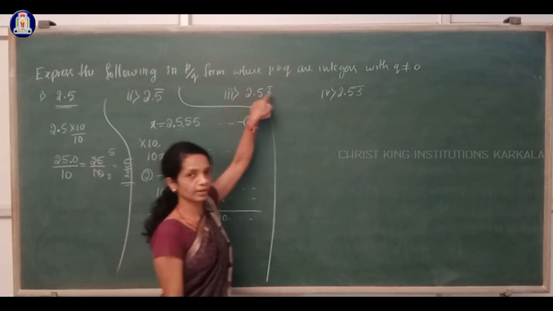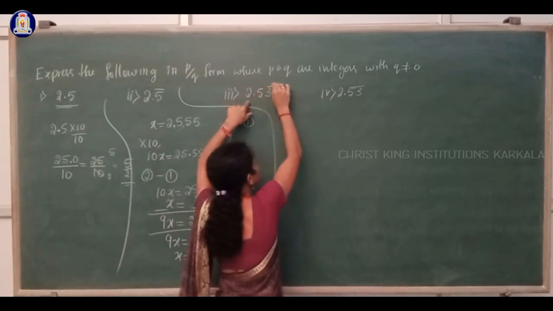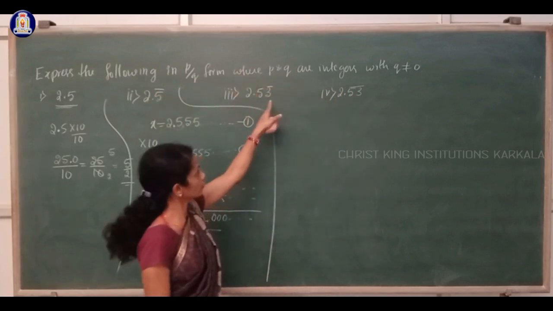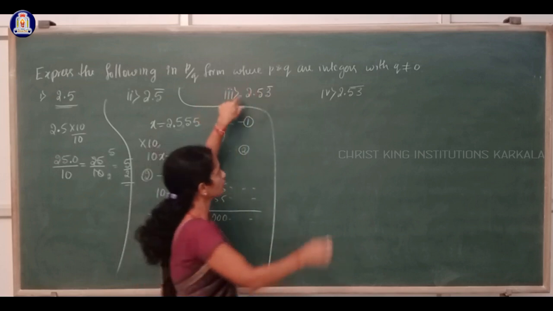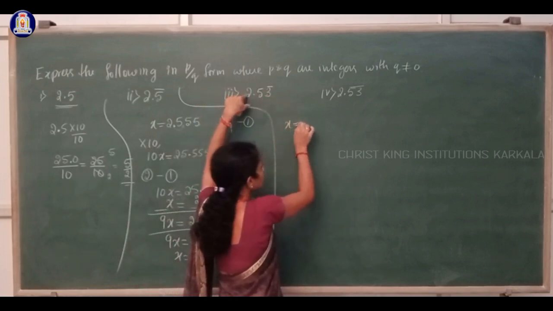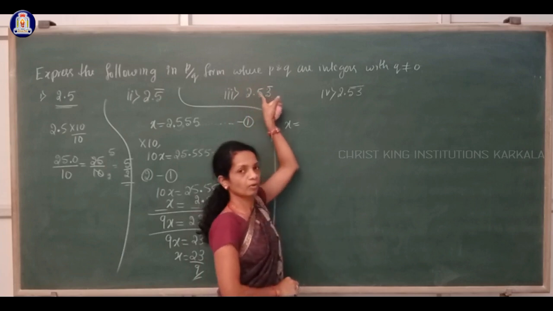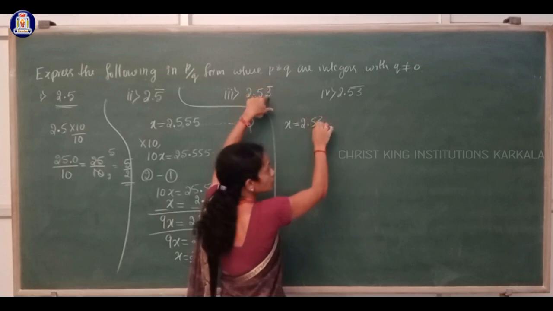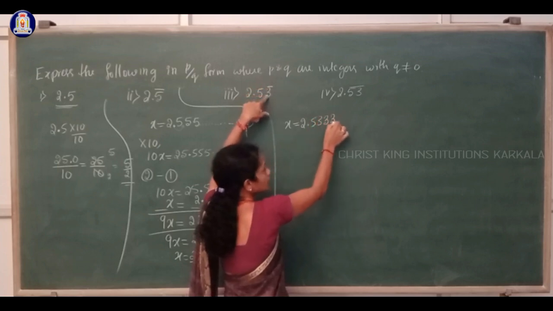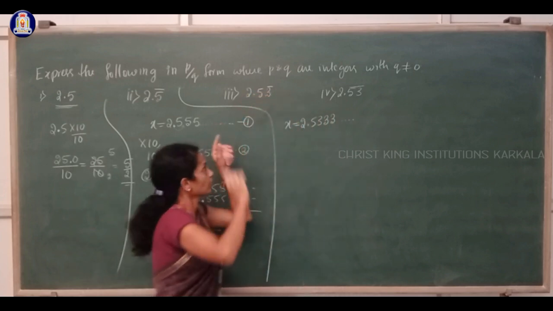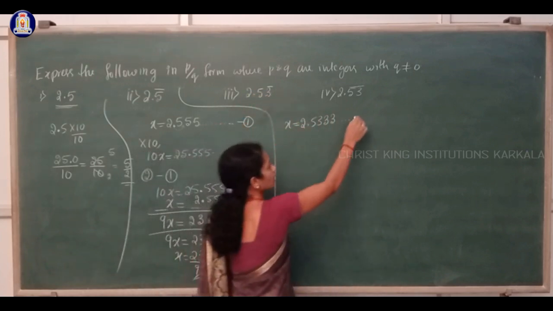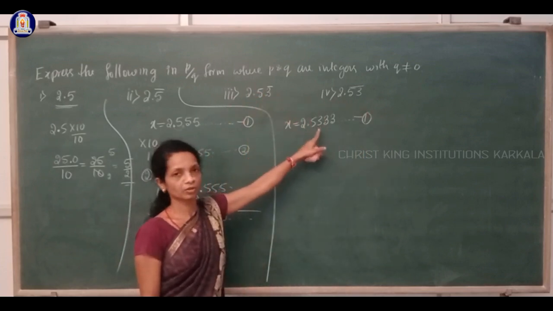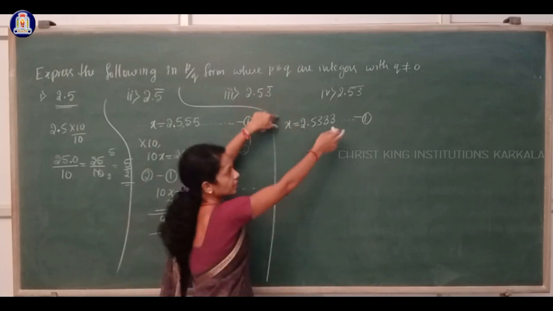Okay, and next is 2.53 bar. You have to see the difference between this one and this one. Here under the bar only one digit is there, that is 3. Only 3 is repeating. So you take x as the detailed form of this, that is 2.53. Under the bar only the digit that is there is repeating, only 3 is repeating. So repeat that some number of times. I repeated 3 times. You have to take this number as x, in a detailed way, not in short, and take that as equation 1.